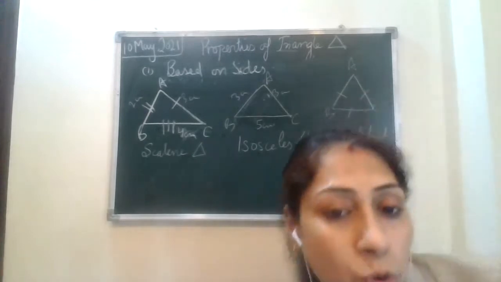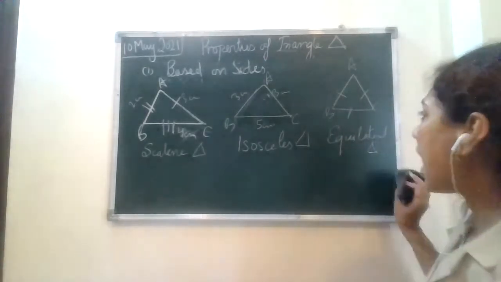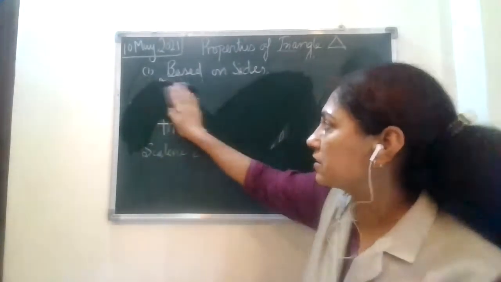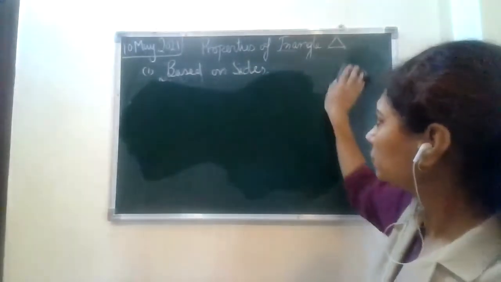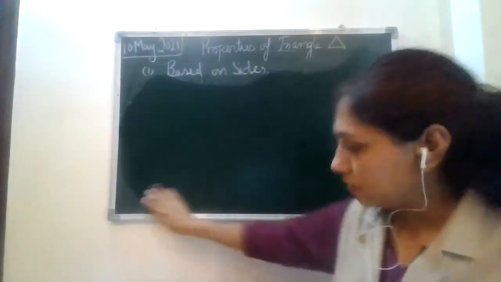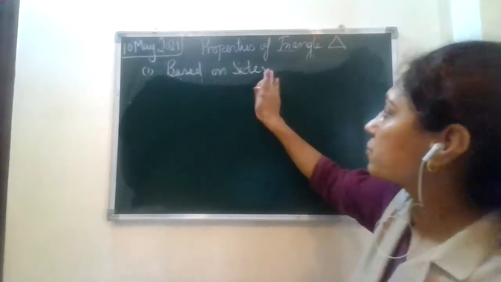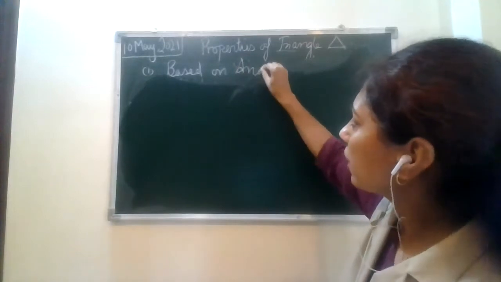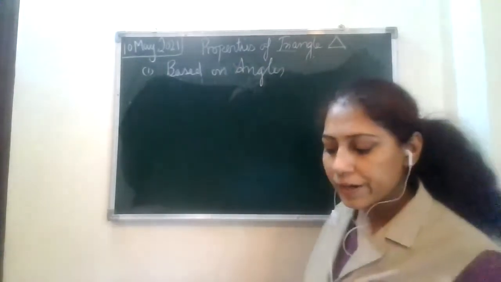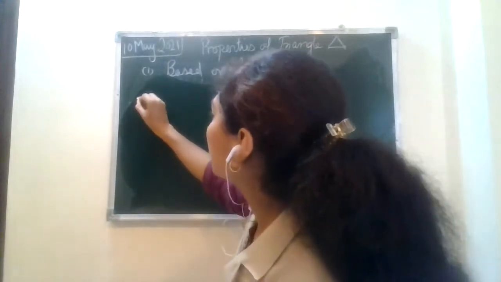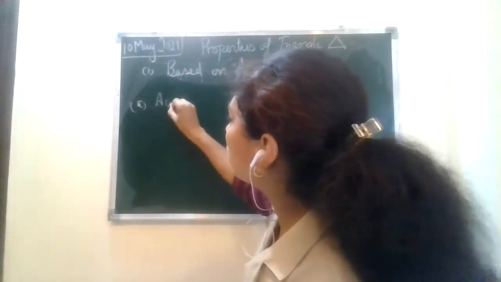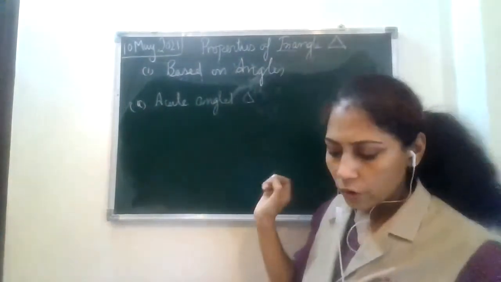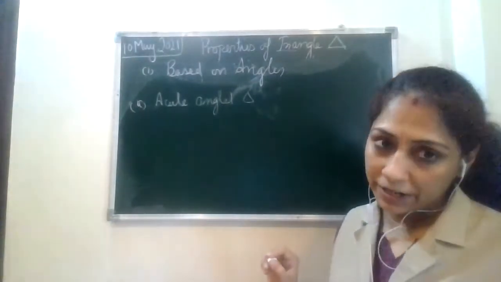Now, based on angles. Triangle on the basis of its angles. See here. I'm writing here, based on angles. The first one is your acute angle triangle.